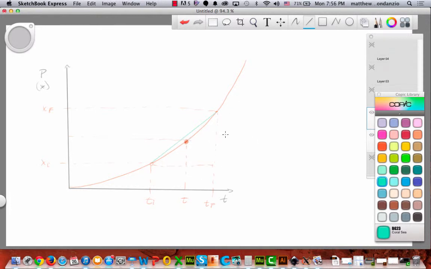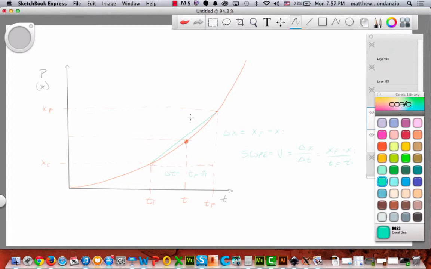So I can say, well, look, here is my delta x, which is equal to x final minus x initial. And here is my delta t, which is equal to my t final minus my t initial, right? And the slope, which is my velocity, is equal to my delta x over my delta t, which is equal to my x final minus my x initial over my time final minus my time initial, okay?